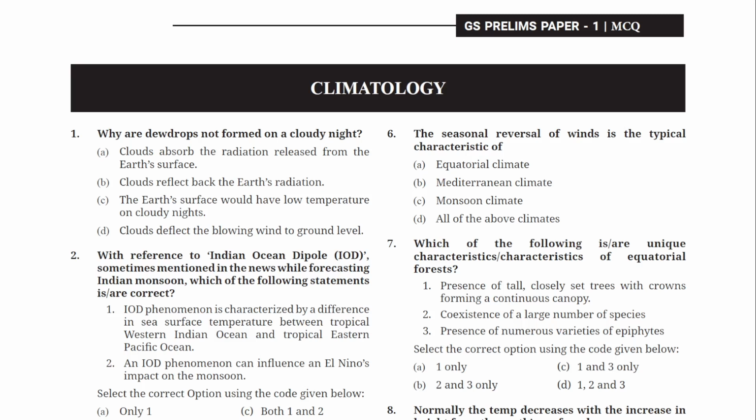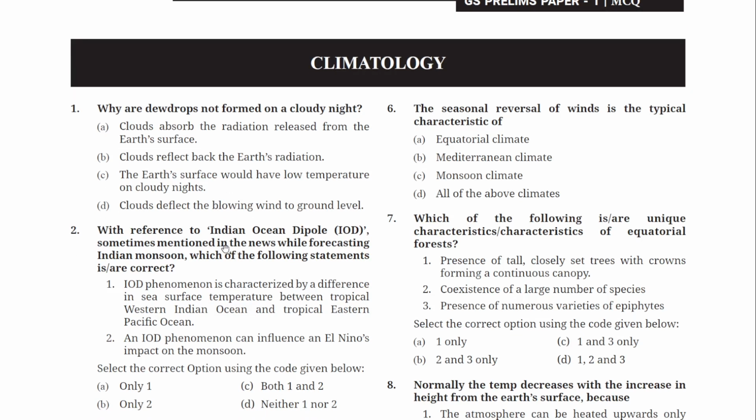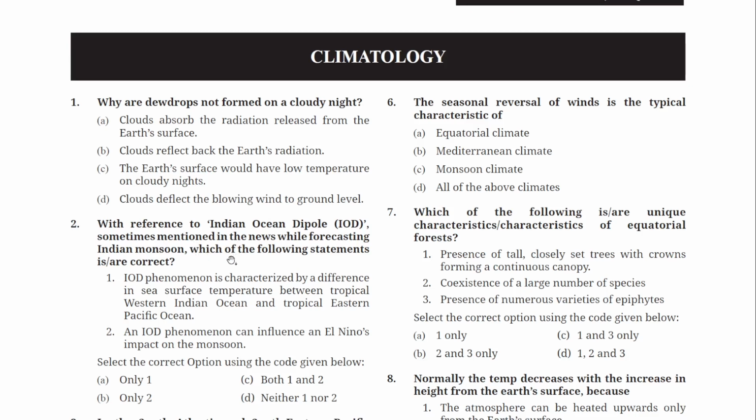Question number 2. With reference to Indian Ocean dipole, sometimes mentioned in the news while forecasting Indian monsoon, which of the following statement is or are correct? Indian Ocean dipole phenomena is characterized by a difference in sea surface temperature between tropical Western Indian Ocean and tropical Eastern Pacific Ocean. Yes, almost everything seems correct here. And Indian Ocean dipole phenomena can influence El Nino's impact on the monsoon. Yes, both 1 and 2 are correct in this question.